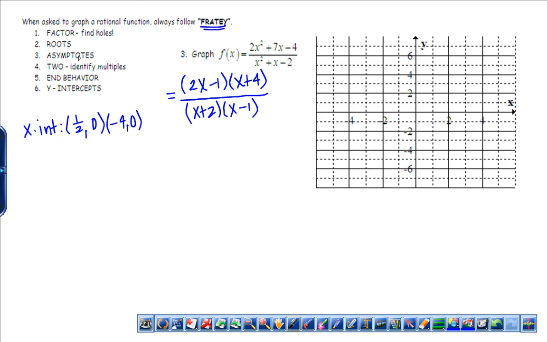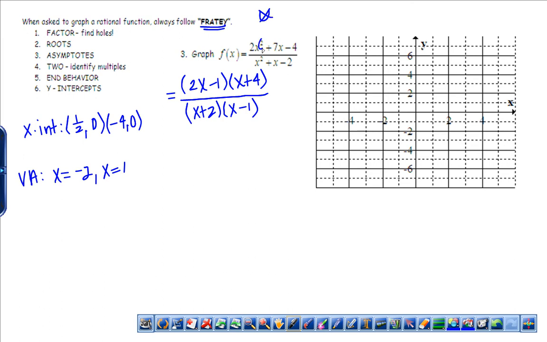On your Frady sheet, it tells you how to find asymptotes, and we've done that. Vertical asymptotes is to set your bottom equal to 0. So vertical asymptotes, setting the bottom equal to 0, would be x equals -2 and x equals 1. And those are equations. Number 4 says identifying any multiples of 2. That would be finding your end behavior. I have no multiples of 2, so I'm not going to be bouncing back like this and finding any parabolas.